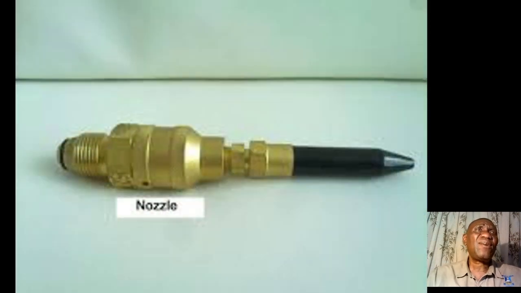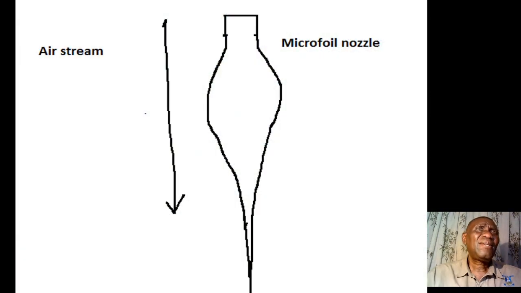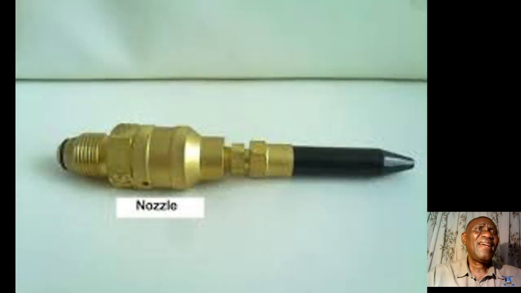So this is a picture of that kind of nozzle. It may look like a plug, but the black end there is where you get your droplets. So please note the microfoil nozzle. That is the diagram, and this is the picture of the microfoil nozzle which can be fitted on an aircraft system, which sprays.